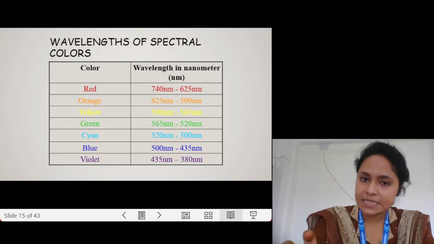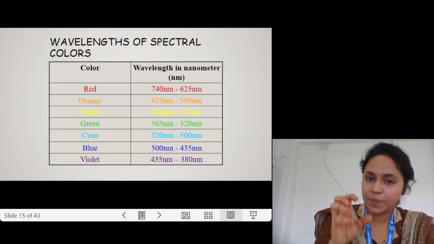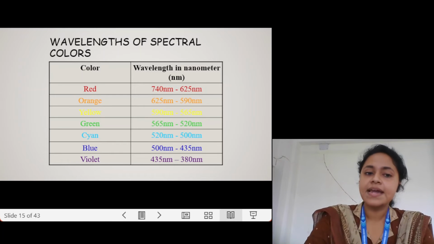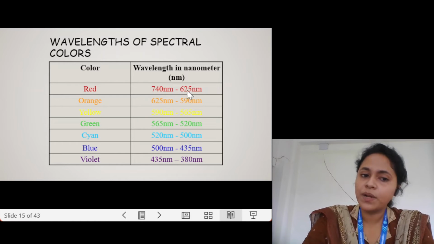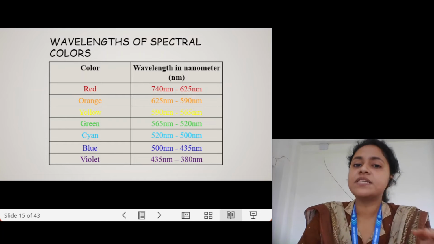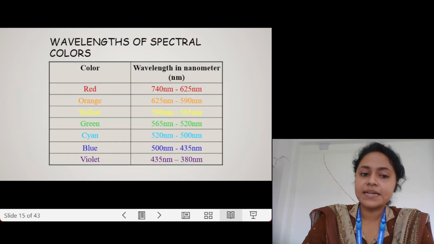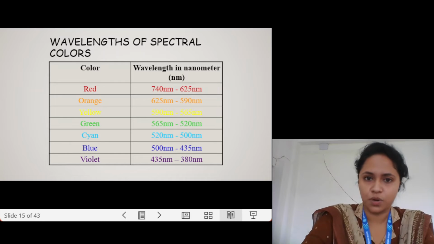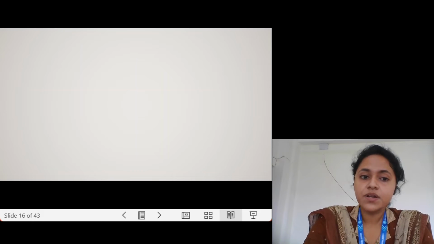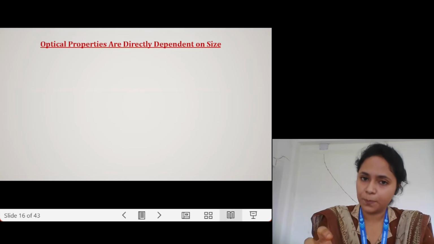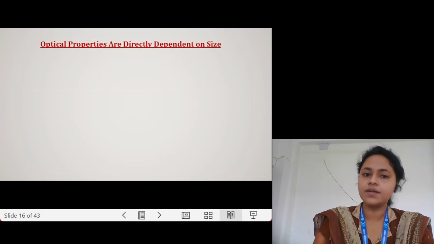So a particular material, or a particular size of material, that reflects red color is showing its color as red, which means it is reflecting a wavelength varying from 780 nanometer to 625 nanometer. Then only we will be able to see it as red. If something we are seeing as blue, it means it is reflecting light of 500 nanometer to 435 nanometer, and so on. Right. So now what actually happens is these optical properties are totally dependent on the size.